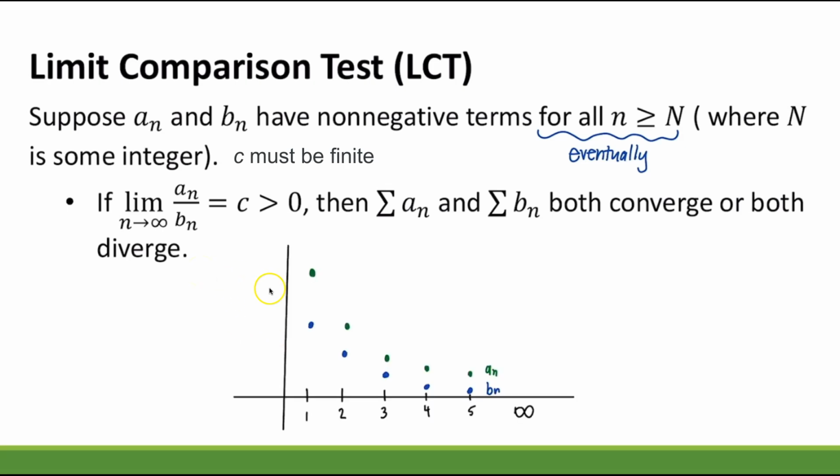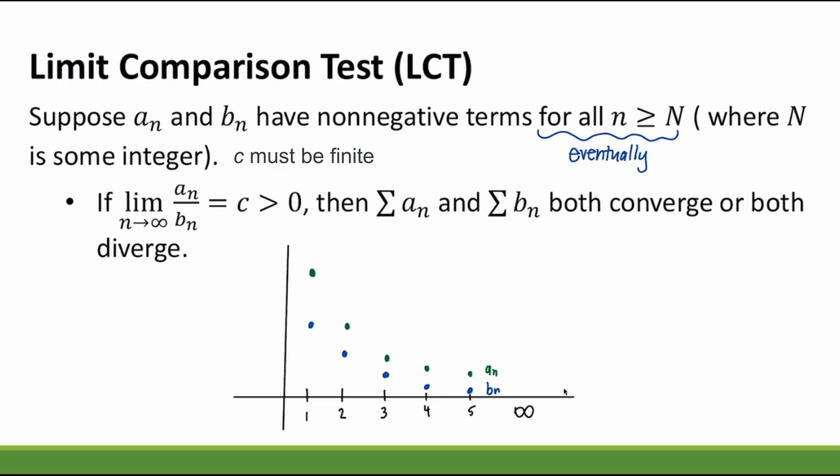Let's try to make sense of this graphically. Here I have two sequences, a sub n and b sub n, with non-negative terms graphed. Let's think about the limit as n approaches infinity of a sub n over b sub n, and what it means for that limit to be some positive constant. So since we're thinking about n approaching infinity, we're thinking about the tail end of each of these sequences. So we really don't focus on what's happening at the beginning, we're focusing on what's happening at the end.